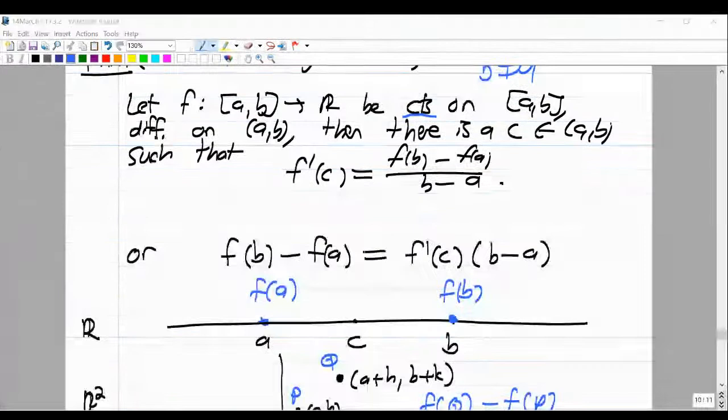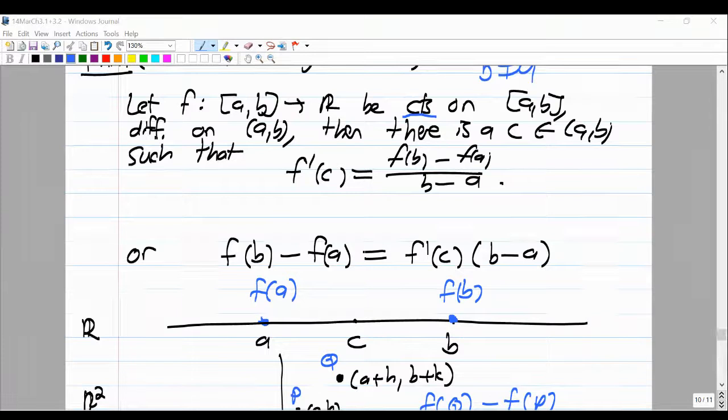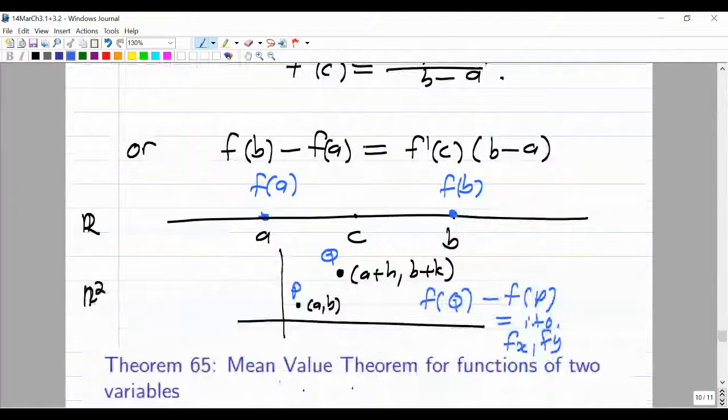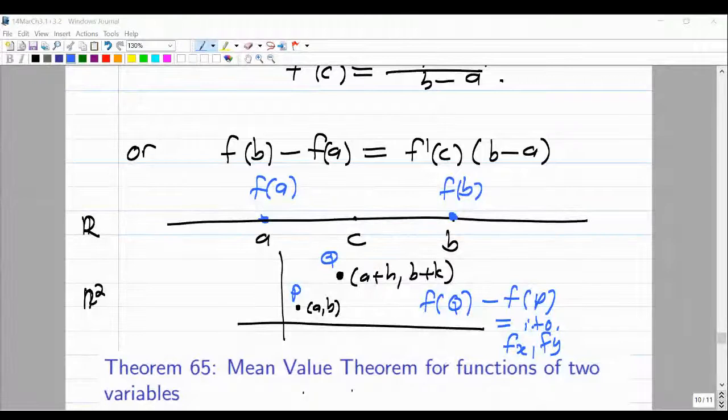Can I get a smiley face that you guys remember the mean value theorem from first year? So we compare f at one point minus f at another point in terms of a derivative. Okay, now we could do the same thing in 2D. If you have two points, (a,b) and another point, (a+h, b+k), the question is, can we relate f(Q) minus f(P) in terms of first order partials? And the answer is yes. This is captured in theorem 65.